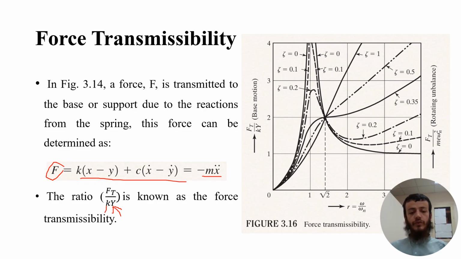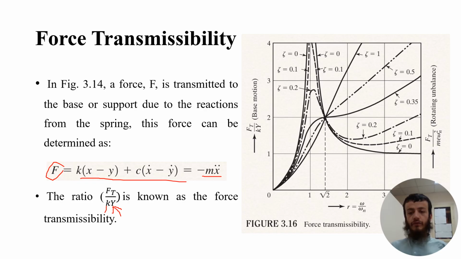Then we have this ratio. This ratio is called force transmissibility. If we plot a graph or a diagram, for example, from frequency ratio to the force transmissibility, we will have a graph like this. It is almost the same idea as before, but with different values, of course.